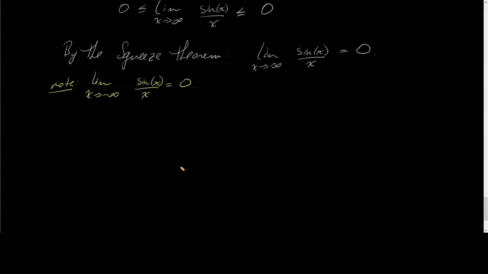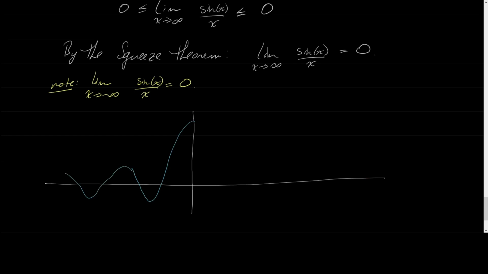And in fact, let's look at what this function is, right? This is what it looks like, something like this, where it's a wave, but the waves are getting smaller and smaller each time, as we get further away from the y-axis in both directions. So we do end up with a horizontal asymptote of 0 on either end.